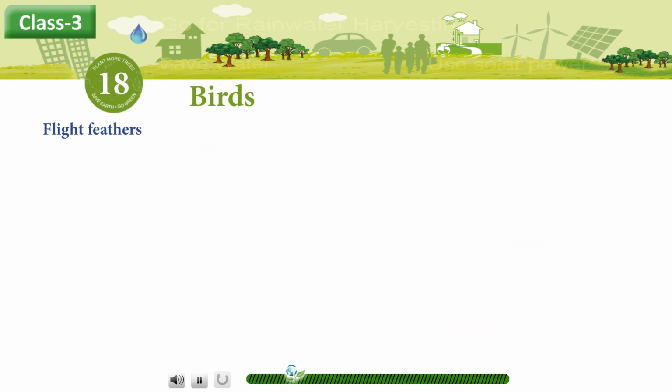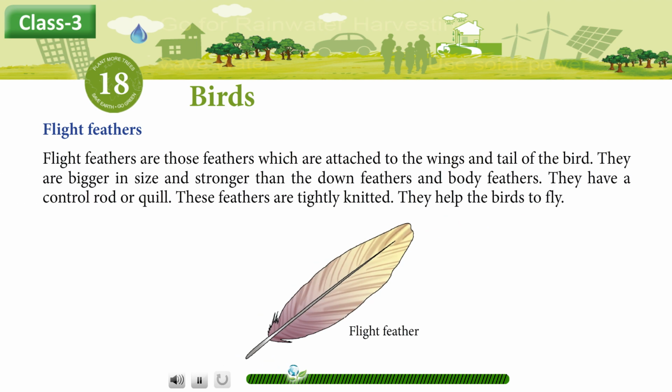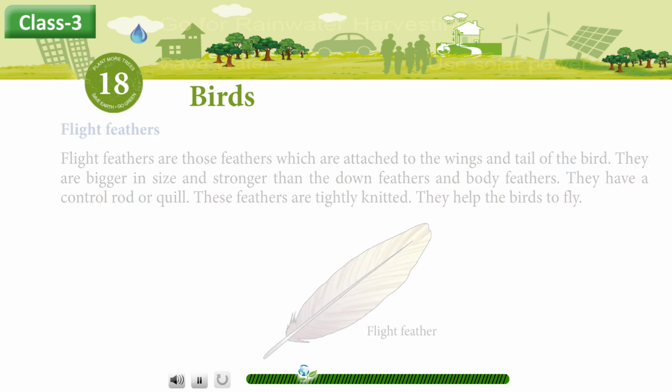Flight feathers. Flight feathers are those feathers which are attached to the wings and tail of the bird. They are bigger in size and stronger than the down feathers and body feathers. They have a central rod or quill. These feathers are tightly knitted. They help the birds to fly.